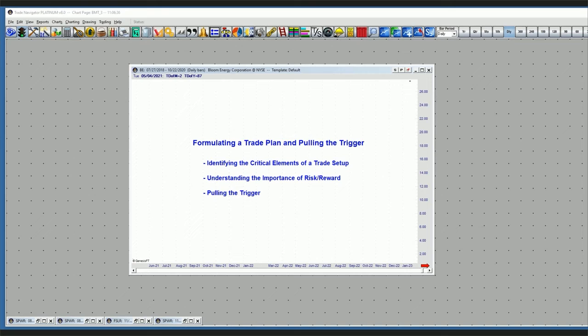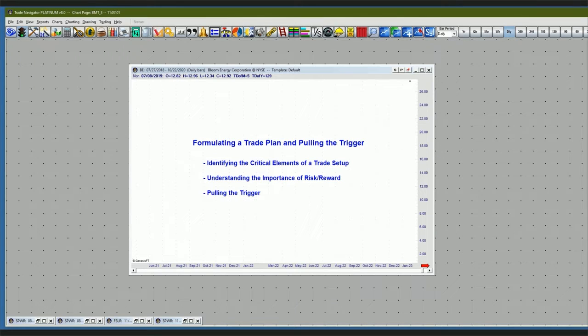How to formulate a trade plan, knowing what a trade looks like, and being able to really pull the trigger and do so confidently. So we're going to talk a little bit about identifying the critical elements of a trade setup, understanding the importance of risk reward, because there's a lot of stuff out there that's just not worth my time or attention. Okay, and then ultimately pulling the trigger.